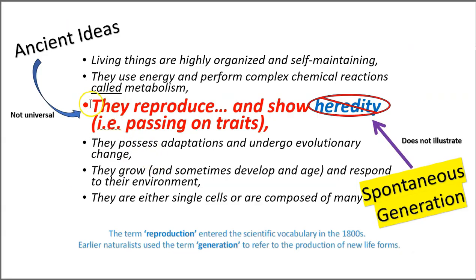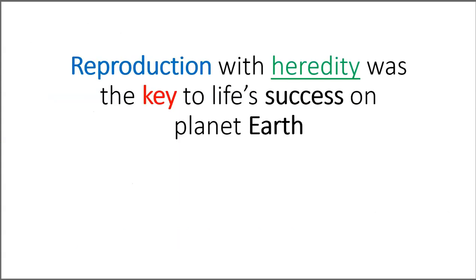So notice then, if we replace this with the modern understanding, in ancient times they did not think that all living things showed heredity. After all, in the case of spontaneous generation, if dirt can turn into a bug, then there's no passing on of traits in this example. And furthermore, reproduction then was not universal because lots of things they thought could spontaneously generate. So that's a little bit of the history of the concept of reproduction and heredity, but for the rest of the lesson I want to introduce how important reproduction was for the success of life on planet Earth.